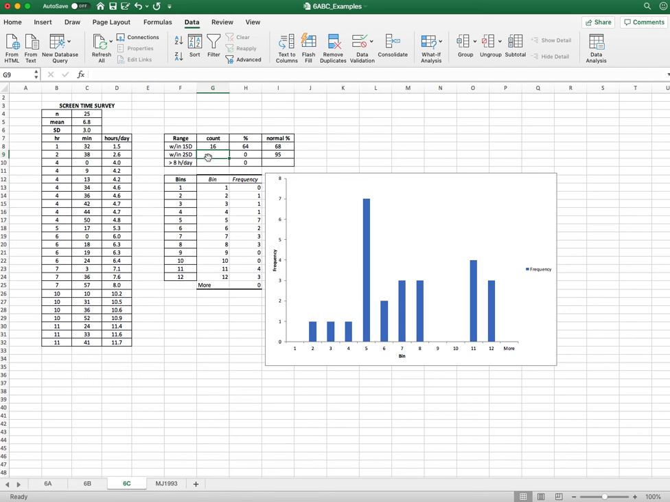Now let's look at two standard deviations. So that would be plus or minus 6, right? So that would be 0.8 up to 12.8. Well, I don't even have to do the count here because all of the data is between 0.8 and 12.8. So in this case, the count is the total count, so it's just 25. Okay, so 100%. Normal distribution says it should be 95.